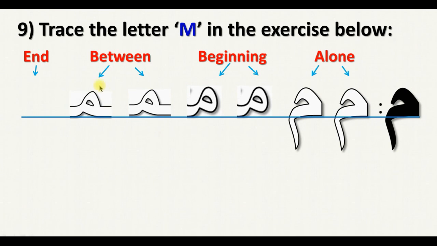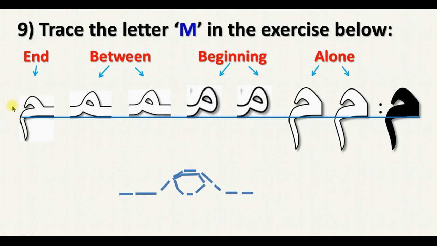And here we have another example. There is yet another way to write the letter M between two letters. You start from here, you go on up to make a smooth circle. Then you continue until you join to the next letter.